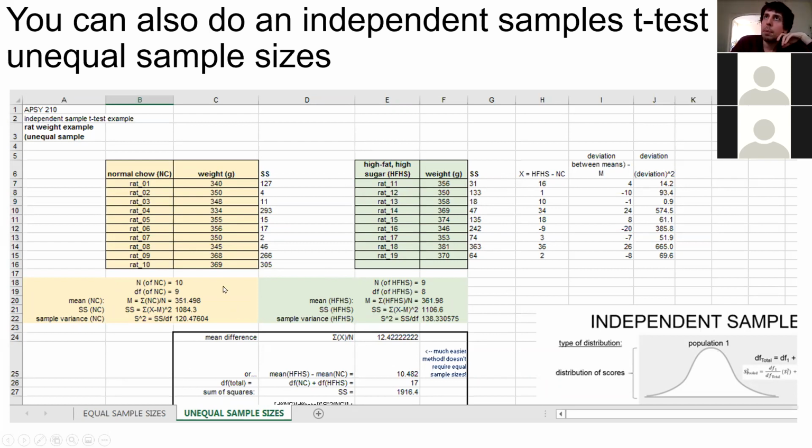So in the second tab of our rat weight example, we have the unequal sample size condition. In this condition, just like before, the normal chow group has 10 rats and they have the same weight data as before, but I have simply omitted the last data point for the high-fat, high-sugar chow-fed rats. So instead of 10 rats in this group, there's only 9.